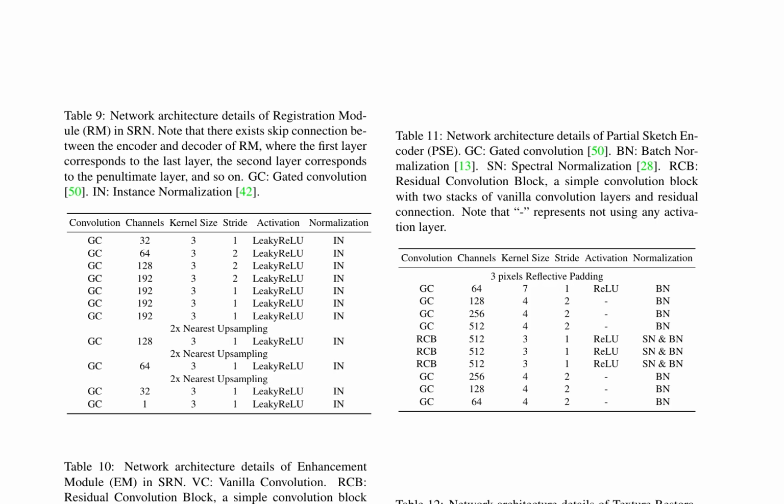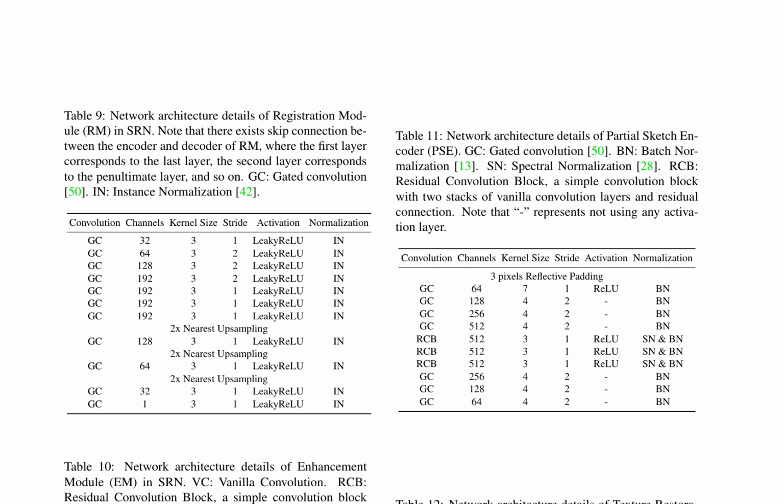The enhancement module, in SRN, also employs an encoder-decoder structure with skip connections. The encoder consists of convolutional layers with ReLU activation and no normalization, while the decoder uses residual convolution blocks with ReLU activation and no normalization. Nearest upsampling layers are used for upsampling.